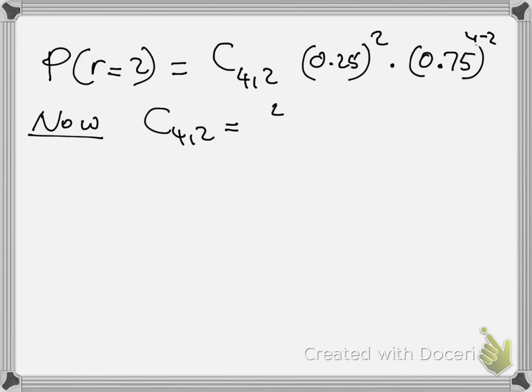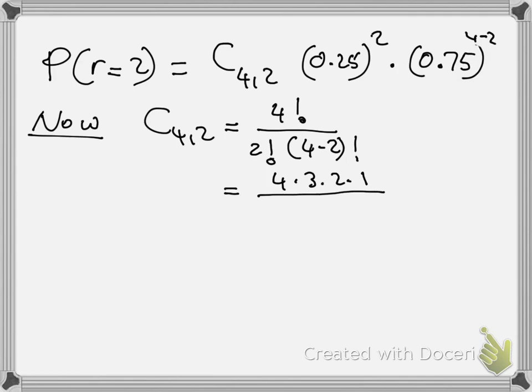So this is 4 factorial over r factorial, so 2 factorial, times n minus r, so 4 minus 2, factorial. 4 factorial is 4 times 3 times 2 times 1. 2 factorial is 2 times 1. 4 minus 2 is 2, so that's 2 factorial, which is 2 times 1. So that's 24 on the top, and 2 times 2 on the bottom. So that's 24 over 4, which is equal to 6.